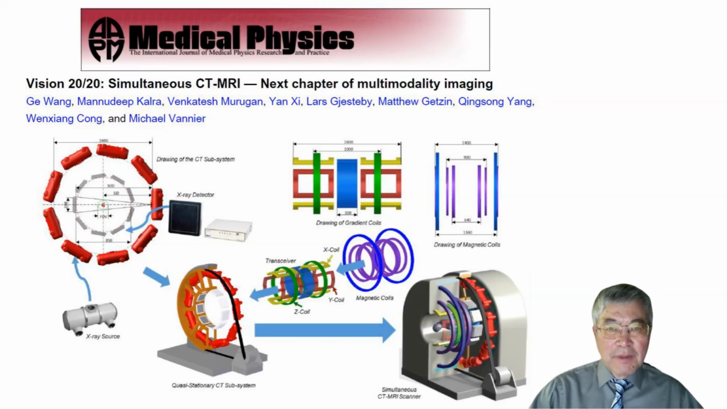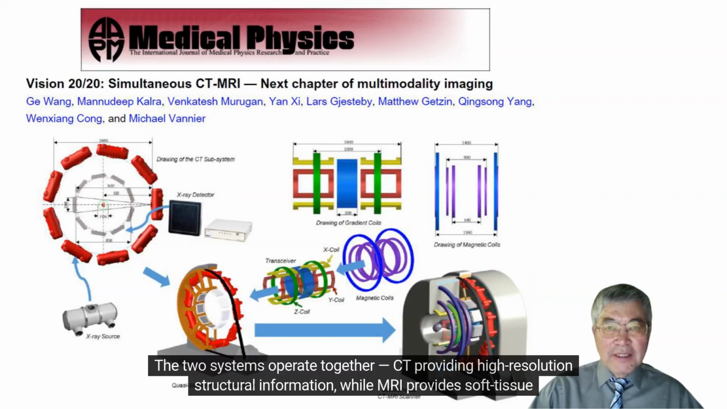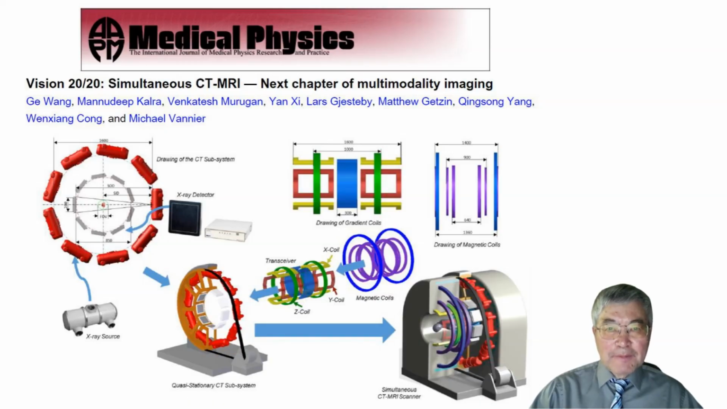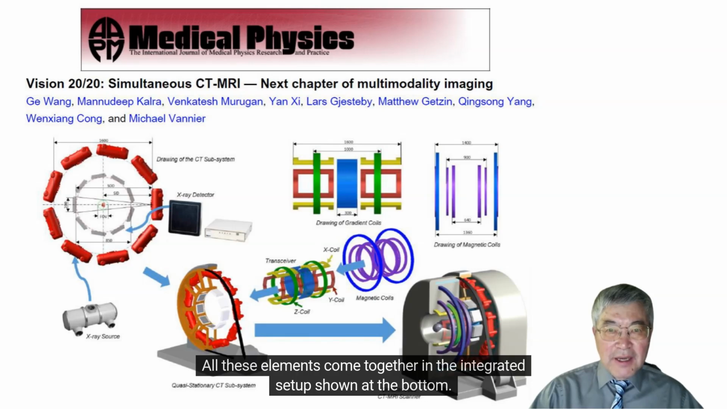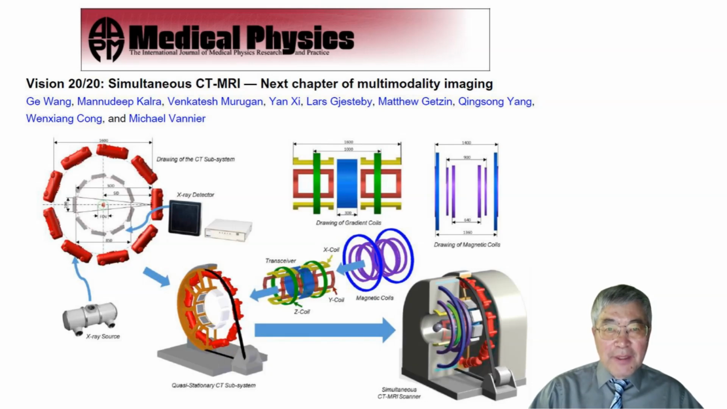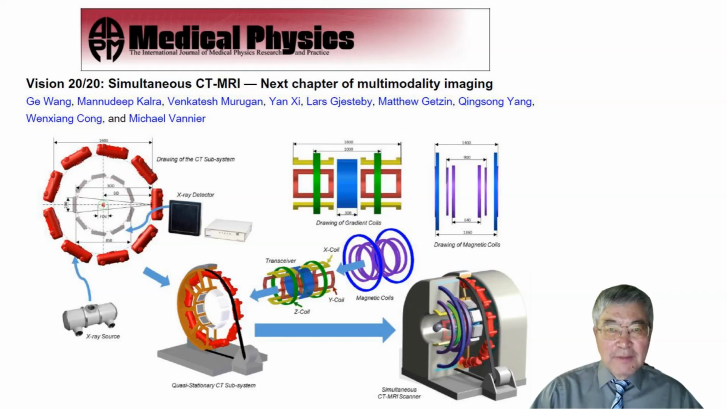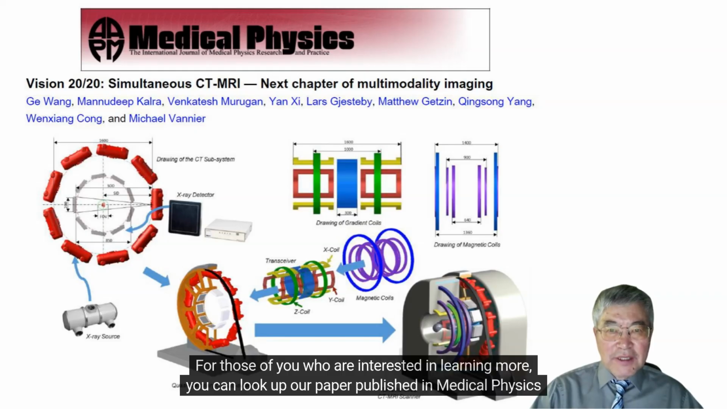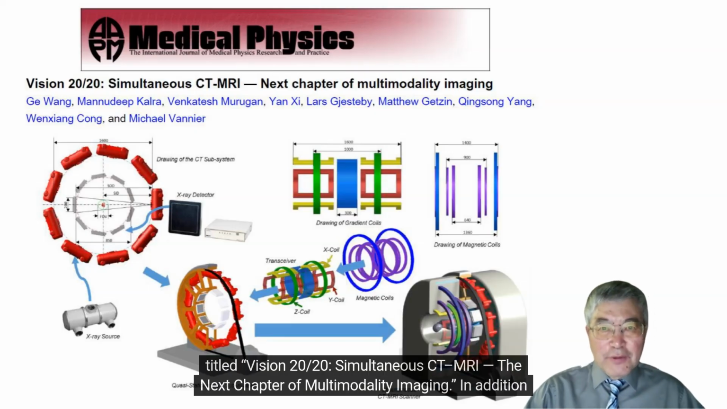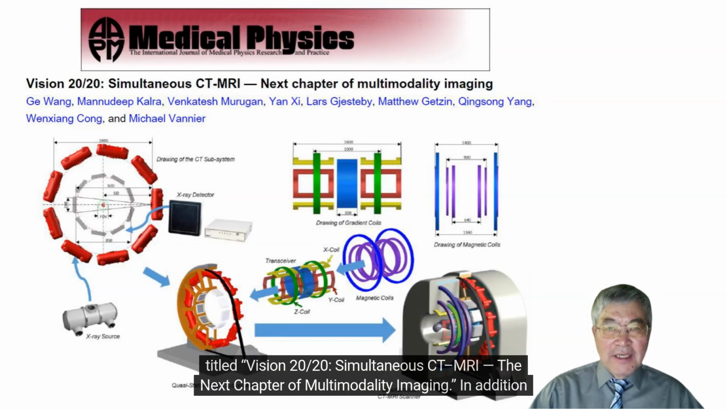The two systems operate together, CT providing high-resolution structural information, while MRI provides soft tissue contrast and functional details. All these elements come together in the integrated setup shown at the bottom. This is a simultaneous CT-MRI scanner designed so that both modalities can collect data at the same time without interference. For those of you who are interested in learning more, you can look up our paper published in Medical Physics titled Vision 2020: Simultaneous CT-MRI, the next chapter of multimodality imaging.